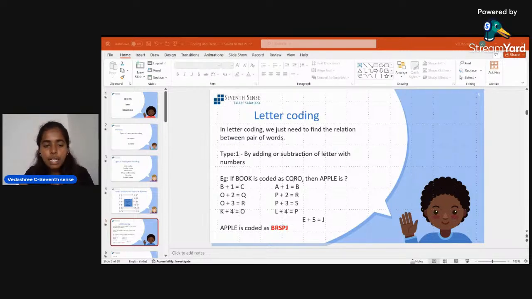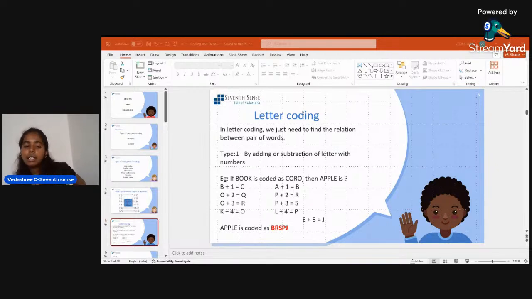For example, if book is coded as CQRO, that is we are adding numbers: B plus 1, O plus 2, then O plus 3, then K plus 4. So here we are adding numbers. The same method should be applied for apple also. So here apple, A plus 1, P plus 2, P plus 3, then L plus 4 and E plus 5. We'll get B, R, S, P and J.